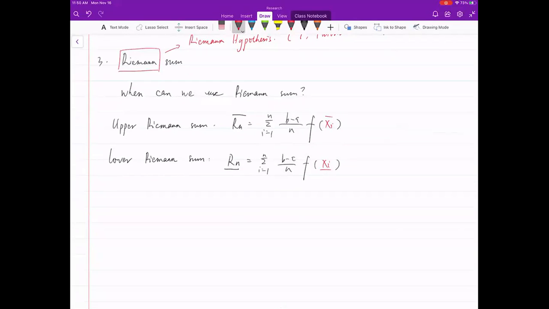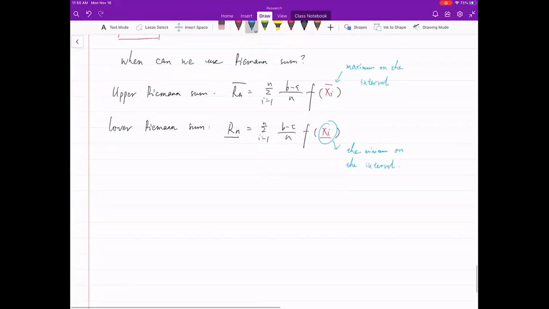Here, the bar means the maximum on the interval. This one means the minimum on the interval. Let me explain what I mean by that. Remember we have something like that?